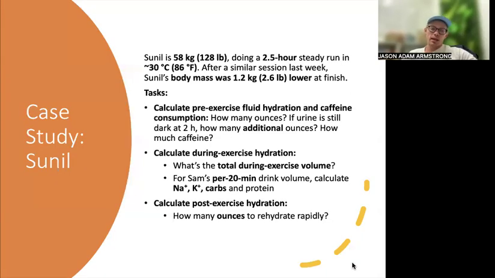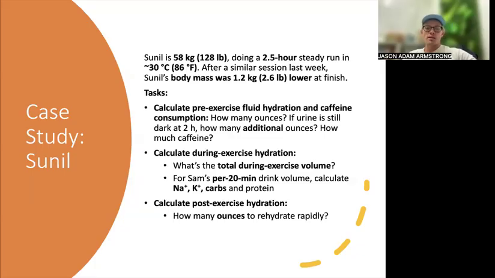Okay, so case study. Again, this one I would for sure do. I promise this comes up on exam 2, and I think it comes up on your final exam as well. So Sunil is 58 kilograms doing a 2.5-hour steady run in 30 degrees Celsius. After a similar session last week, Sunil's body mass was 1.2 kgs lower at the finish. So your job is to calculate pre-exercise fluid hydration and caffeine consumption, how many ounces, and if urine is still dark at 2 hours, how many additional ounces.